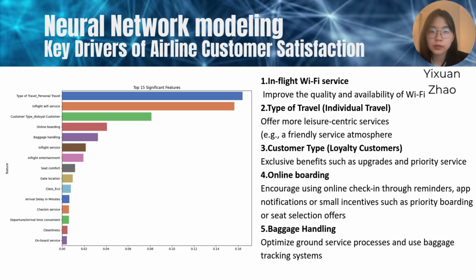The most critical feature is in-flight Wi-Fi service. Given the growing need for connectivity, airlines should invest in improving Wi-Fi quality and availability, especially on long-haul flights. Another key feature was type of travel, particularly for individual travelers. Airlines can offer more leisure-oriented services, such as a friendly service atmosphere, which improve satisfaction and encourage repeat business.